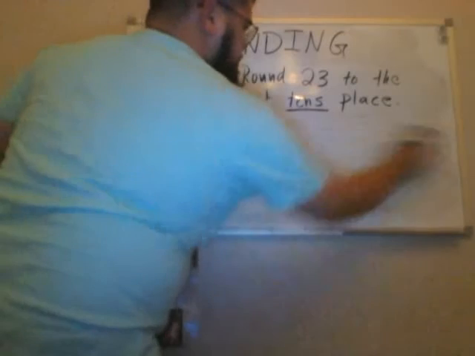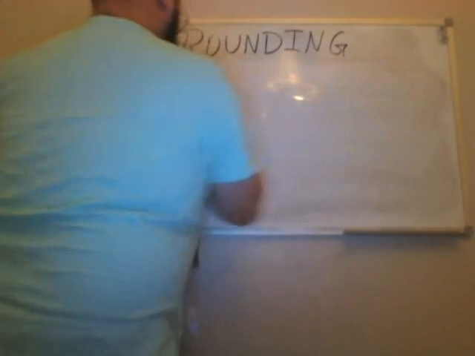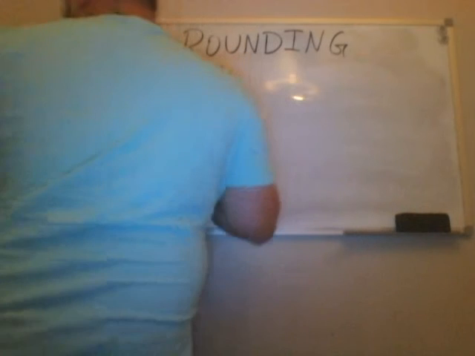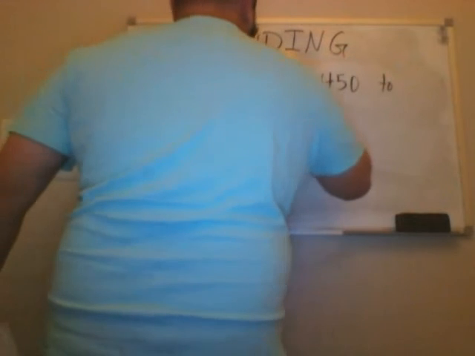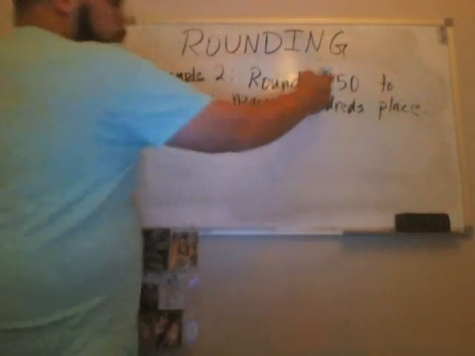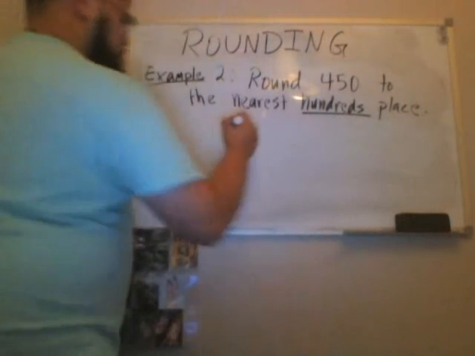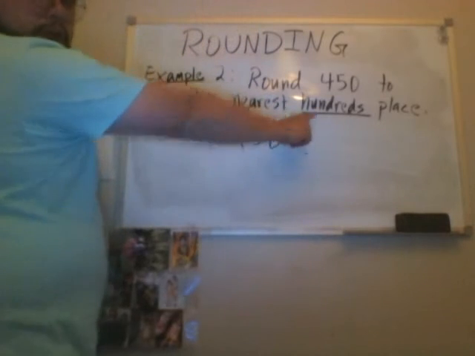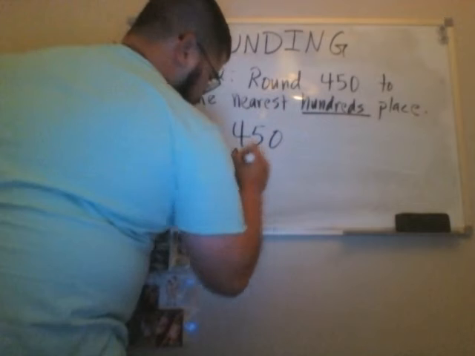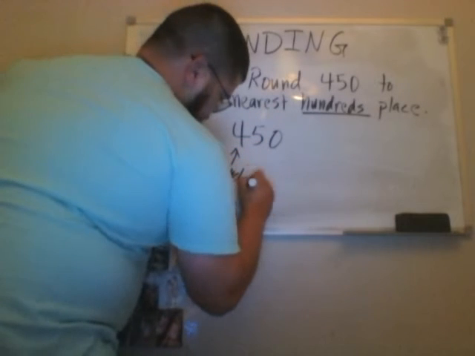Okay, now let's go to our next example. Example number 2 is round 450 to the nearest hundredths place. Okay? Round 450 to the nearest hundred. So first we write this out, and then step number 1 says identify what you're rounding to. We're rounding to the hundredth place. So we're going to put an arrow where the 4 is because that is the hundredths place.